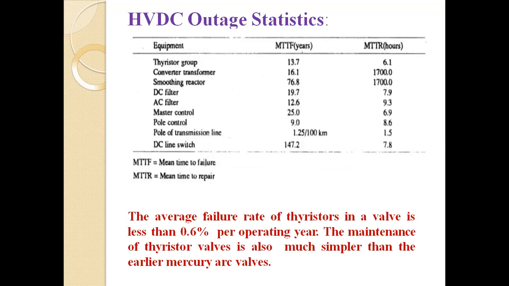So the HVDC outage statistics are given by this table, with the name of the equipment, MTTF and MTTR. MTTF means mean time to failure and MTTR is mean time to repair. By observing this chart, we see that the average failure rate of the thyristor in a valve is less than 0.6% per operating year. The maintenance of the thyristor valve is also much simpler than the earlier mercury arc valve.